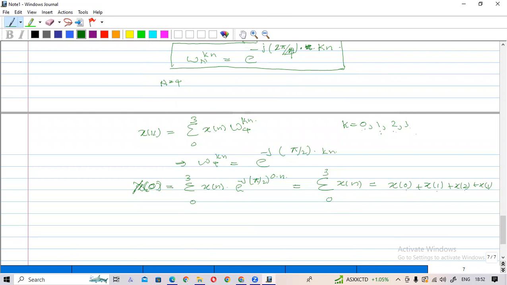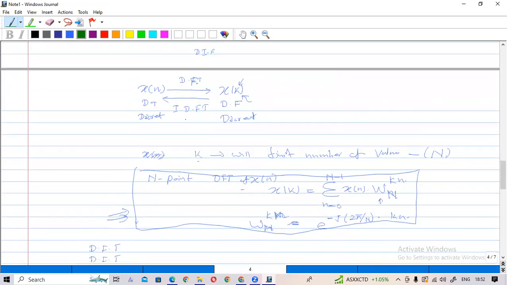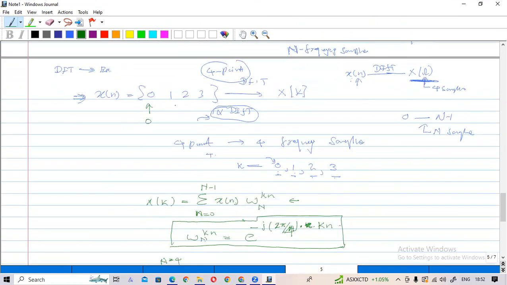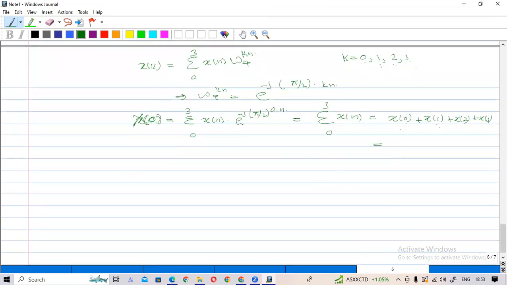The n should be 4 minus 1, no? So 3, up to 3. So you can add them together: x0, x1, x2, x3. Here x0 is 0, this is 1, this is 2, and this is 3. So you will have to add them together: 0, 1, 2, 3, that is 6. So that is the value of X0.